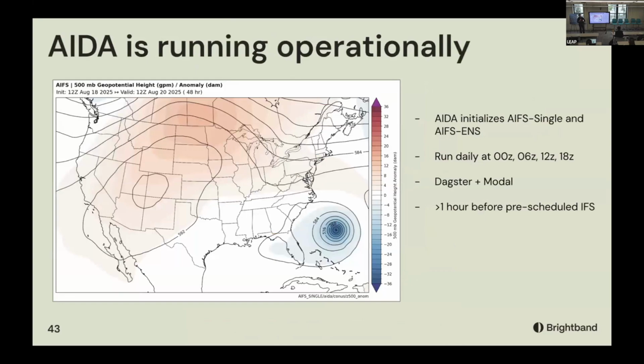And again, as I promised, ADA is running operationally. We're running it every day on the synoptic time schedule. It's 4 times a day, every 6 hours. We're generating forecasts from AIFS single, which just gives a single deterministic forecast, and AIFS ENS, which is the ensemble forecast. We've managed to make this operational using not open source, but publicly available tools called Dagster and Modal.